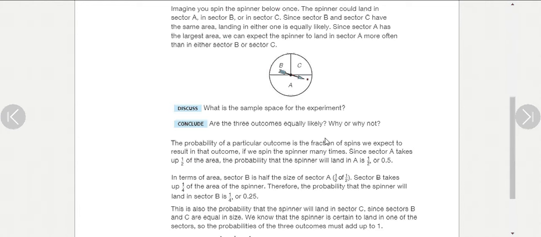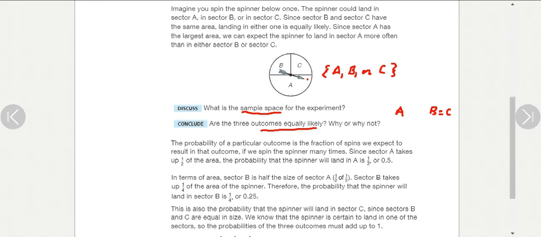What's the sample space for the experiment? To me, the sample space would be A, B, or C. Those are our possible outcomes that we could land on, right? Are the 3 outcomes equally likely? Well, we talked about that. No, A is more likely because it's got the larger area. B and C have equal outcomes because they have equal areas.